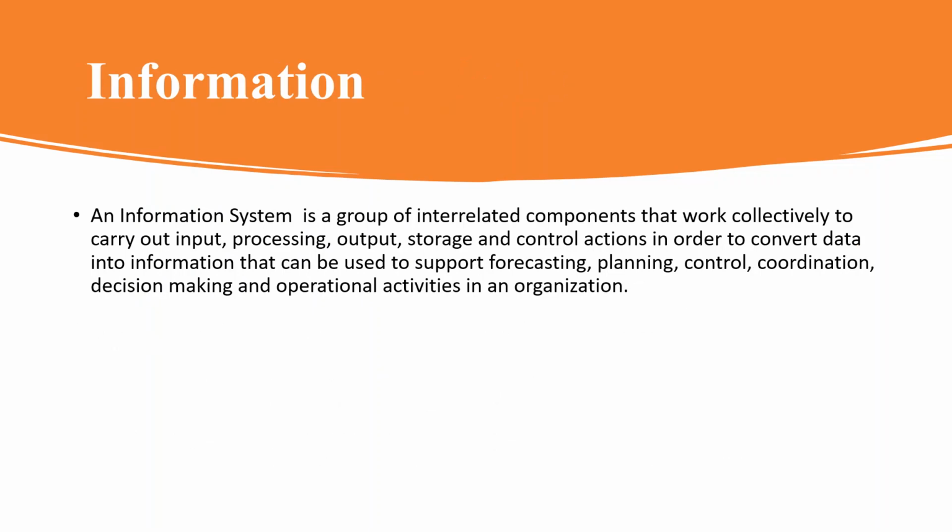Then we look at information systems. An information system is a group of interrelated components that work collectively to carry out input, processing, output, storage, and control actions in order to convert data into information that can be used to support the various business functions, for example, forecasting, planning, control, coordination, decision making, and of course the operational activities in an organization.